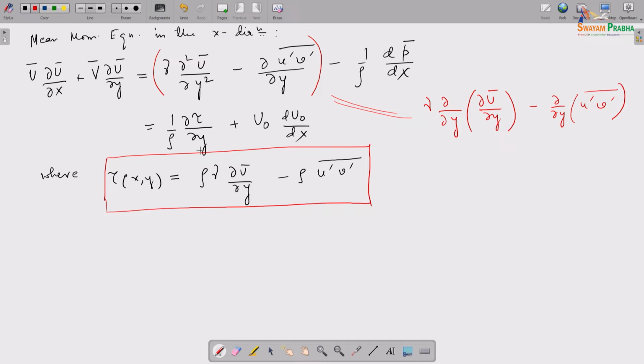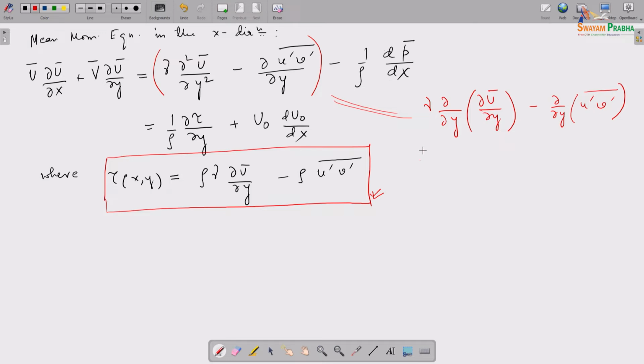So what I'm saying is you could cross check. You could take a derivative of this tau, multiply that by 1 by rho, and check whether you get back this whole thing. That whole thing, if you break it up, is what I wrote like this.